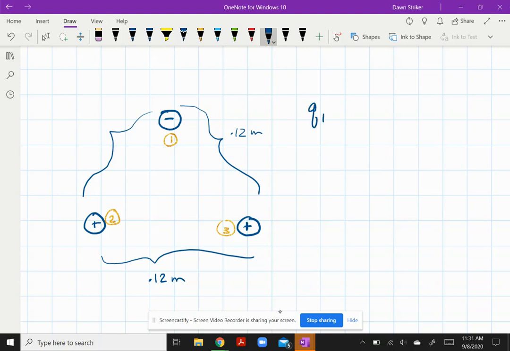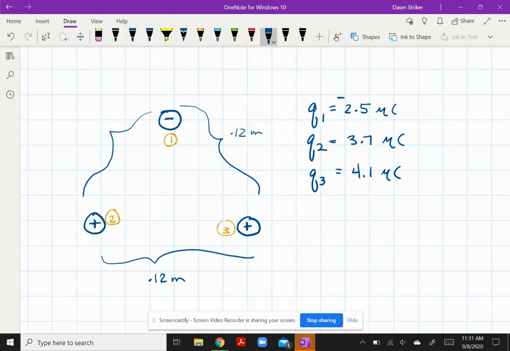And then I'm going to write down some sizes. So let's say Q1 is a negative charge, and I'm going to make it about 2.5 microcoulombs. By the way, it's a negative 2.5 microcoulombs. Q2 is positive. I made that one positive. So let's call that 3.7 microcoulombs. And Q3, which is also positive, how about 4.1 microcoulombs?